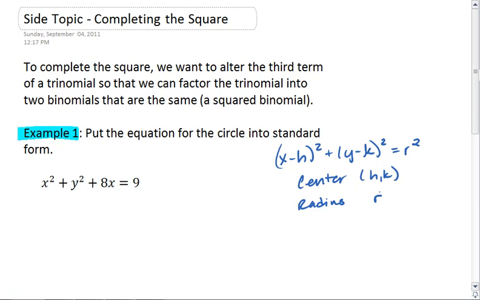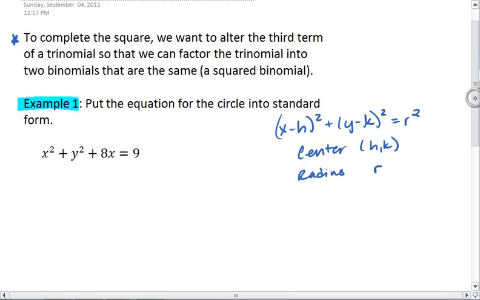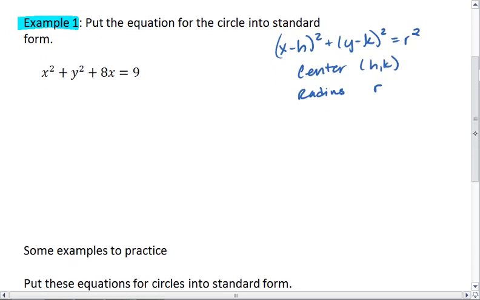For completing the square, what we want to do is alter the third term of a trinomial so that we can factor the trinomial into two binomials that are the same, which then can be rewritten as a squared binomial. The easiest way to see that is to dive straight into a problem. So let's look at example 1.